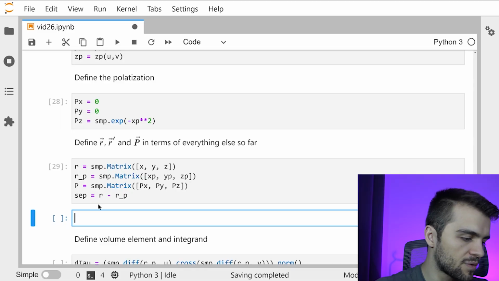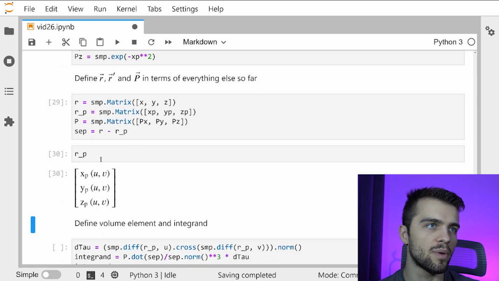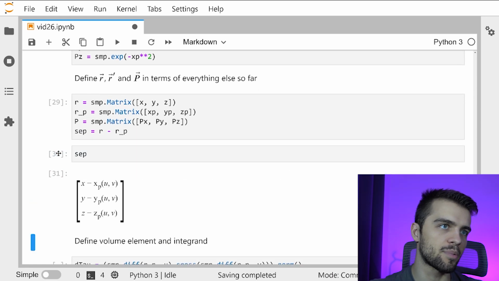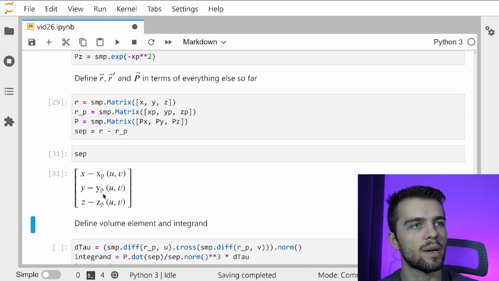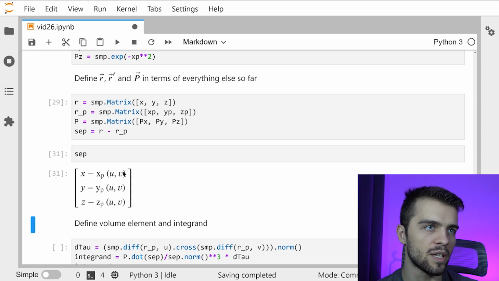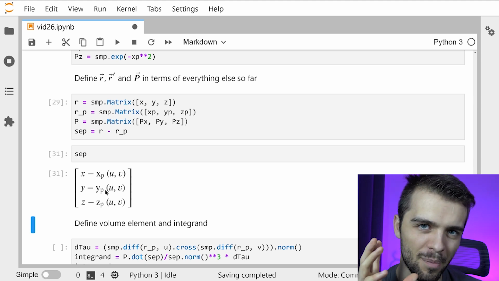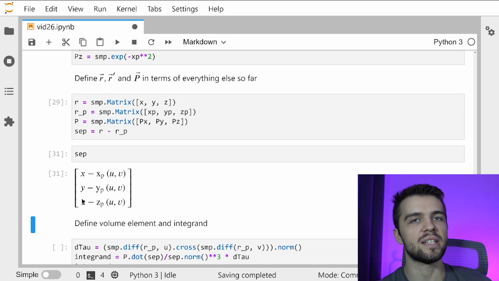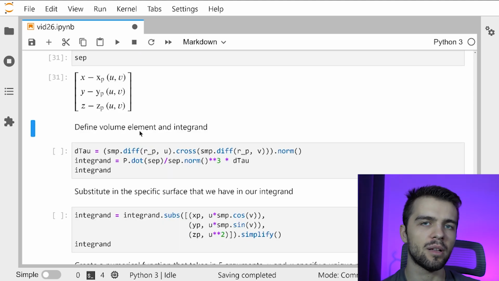And so I can look at, for example, r prime here, and you see that everything is a function of both u and v. Even in my separation vector, you can see it explicitly: x minus x prime of u, v, y minus y prime of u, v, z minus z prime of u, v. So you really can think of this as a point on the surface, specified by u and v, and then x, y, z is your location in space elsewhere. So now I define the volume element and the integrand.